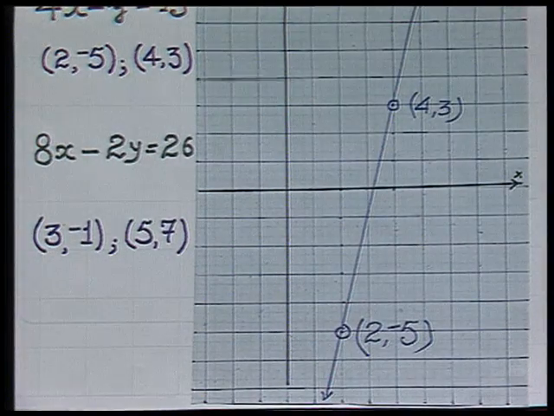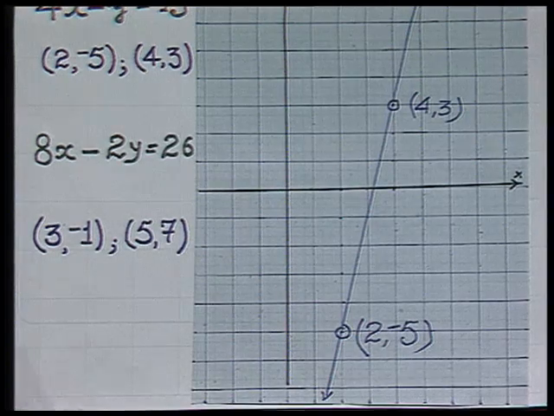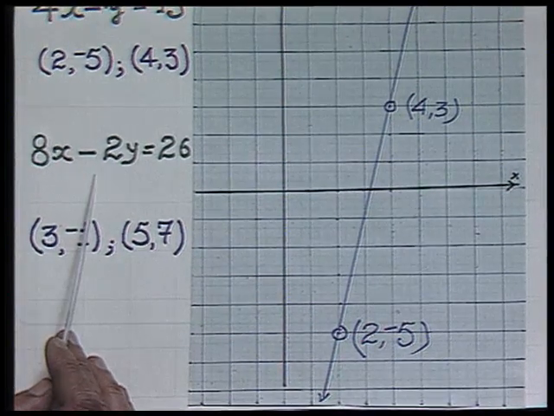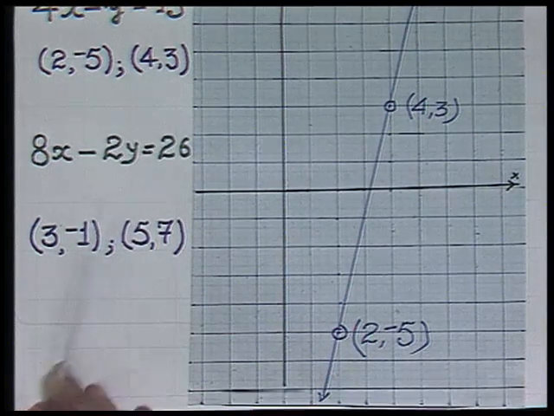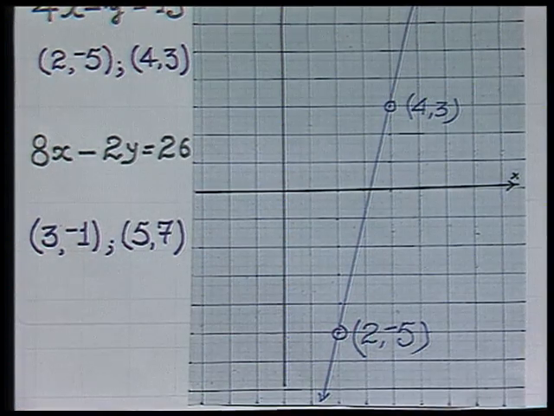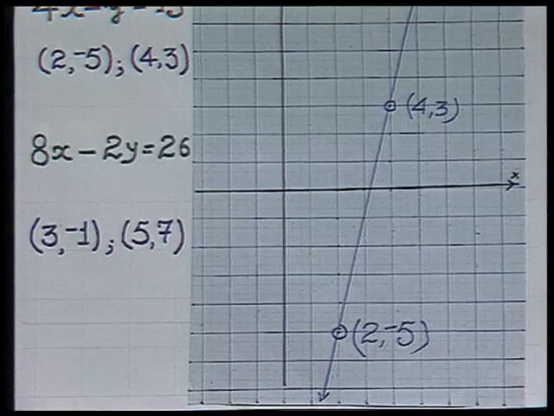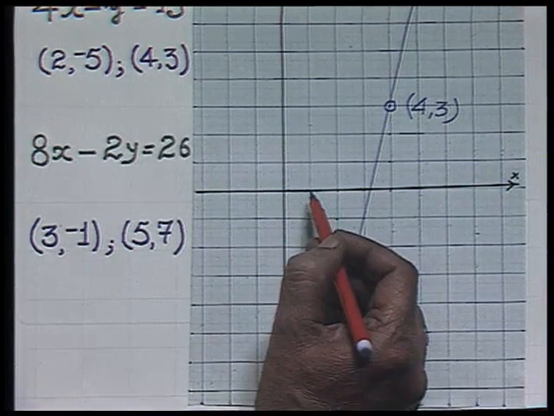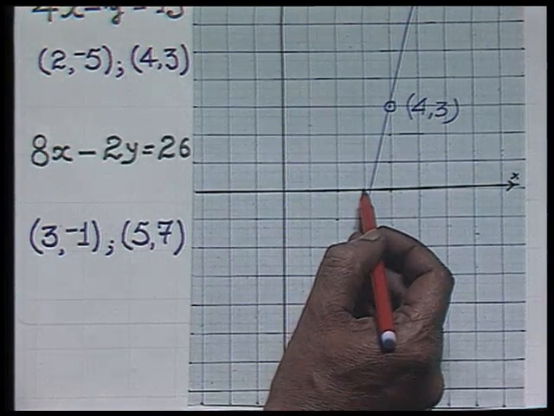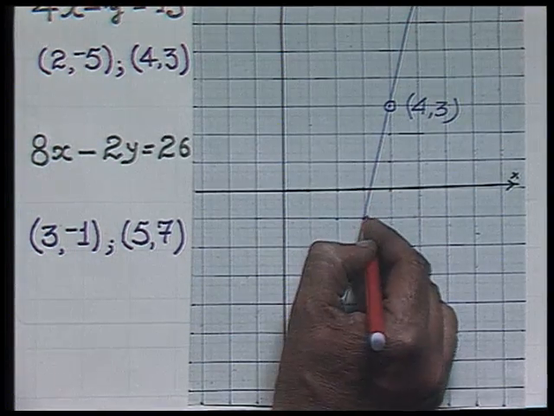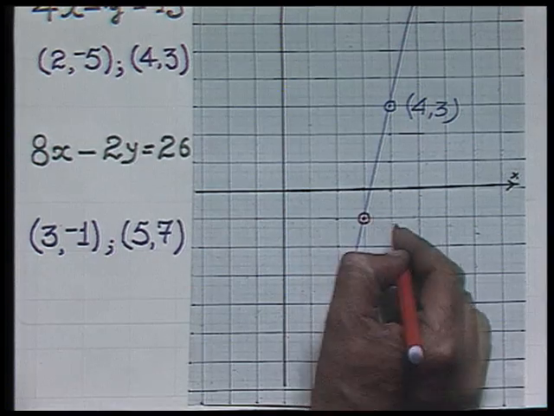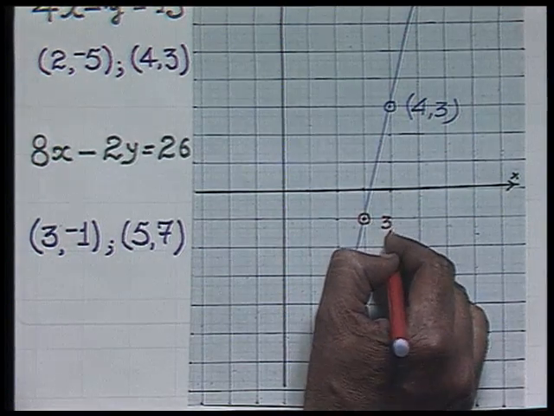Now let's plot the points for the second equation. The second equation is 8x minus 2y equals 26 and the ordered pairs are (3, minus 1) and (5, 7). To plot (3, minus 1), this is 1, 2, 3 and minus 1 unit I will move down, minus 1 is here. So (3, minus 1), where do you find it? It is on the line itself.